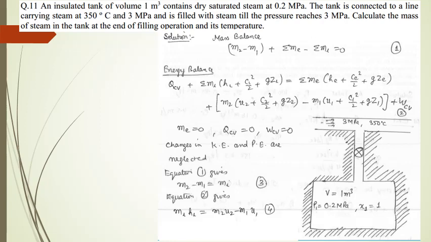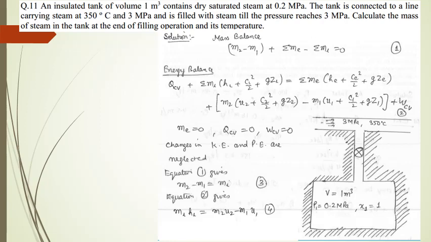The pipeline is connected to the tank. In the pipeline, the steam is flowing at 3 megapascal and 350 degrees Celsius, and it flows into the tank, which is having volume of 1 meter cube. And here the steam initially lying is having the pressure of 0.2 megapascal and dryness fraction 1. The steam is superheated in the pipeline.